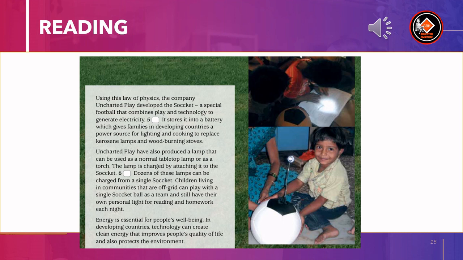Dozens of these lamps can be charged from a single socket. Children living in communities that are off-grid can play with a single socket ball as a team and still have their own personal light for reading and homework each night. Energy is essential for people's well-being. In developing countries, technology can create clean energy that improves people's quality of life and also protects the environment.